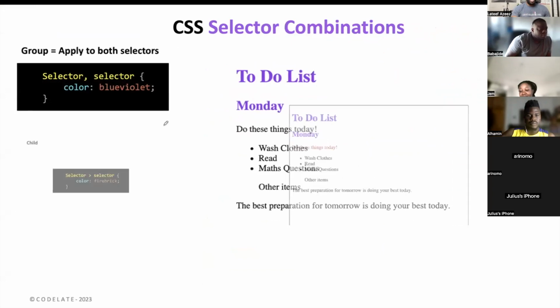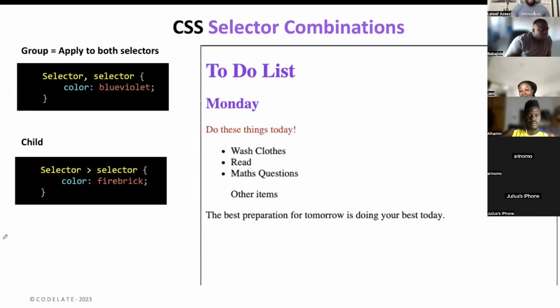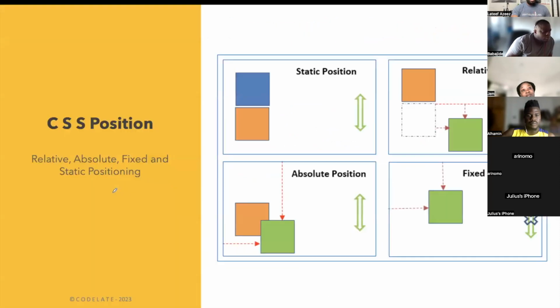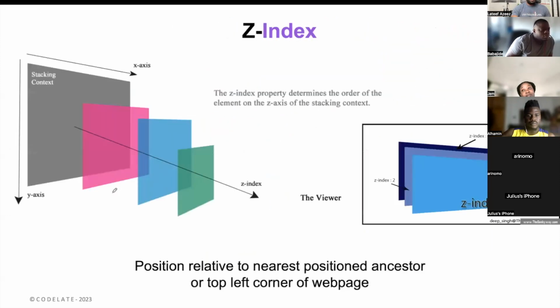So if you remember, we did this. We did group, and then we did child. This is what I just did there. So a selector, which is a parent, and there's another selector, which is going to be the child. If you style it this way, it will only target the direct child of this particular selector. And in this case, that's why we saw something like this.